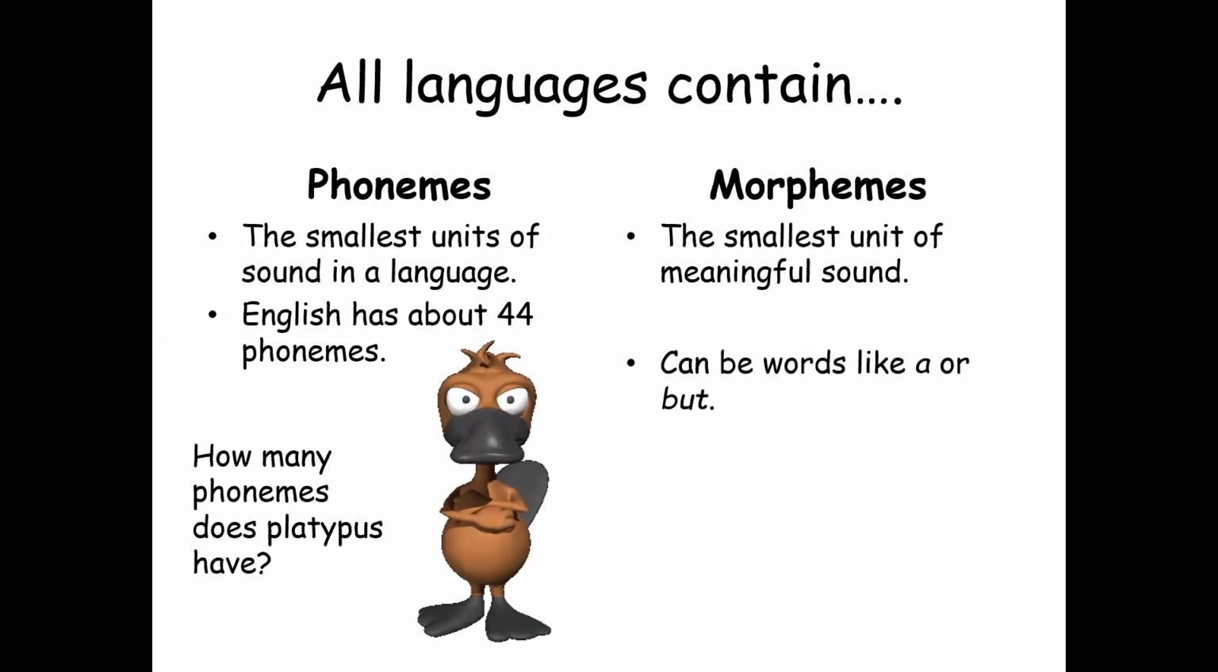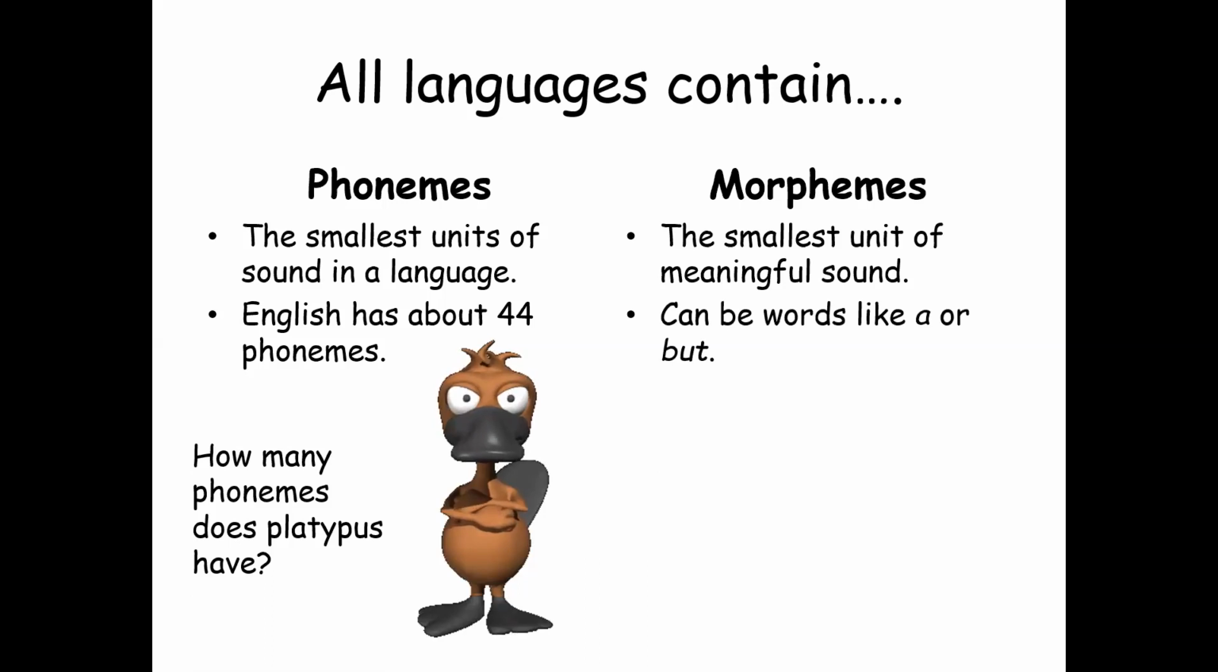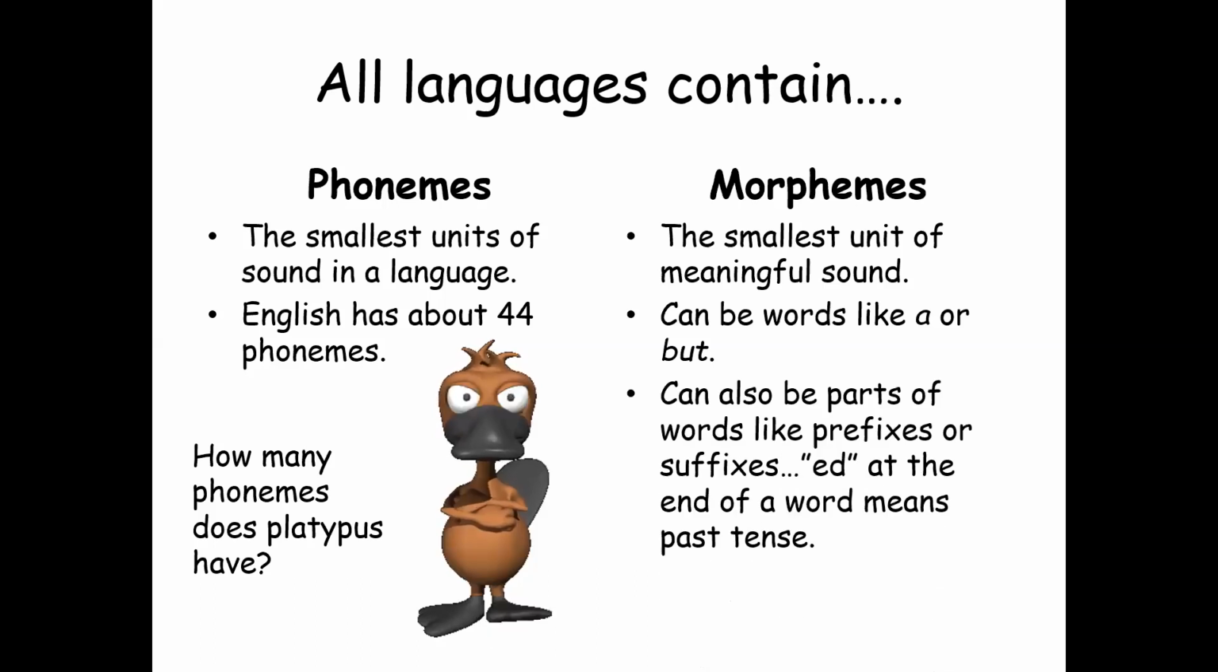Then we have morphemes, which are the smallest unit of meaningful sound. So instead of it just representing a letter, it represents an item, a thing, an idea. So a, or, but, those are all examples. It can also be prefixes and suffixes. So if you have like di or bi, bi means two. Mono, prefix right there. Pre, we know it comes before. Could be suffixes like an ing or an ed. Can even be an s.